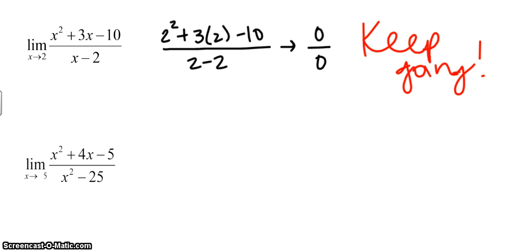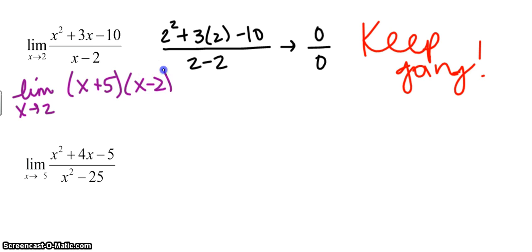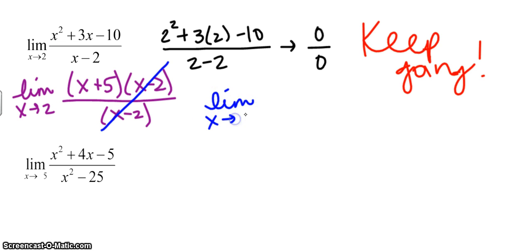So, thinking about algebra, our first method to keep going is going to be to try to factor. So the limit as x approaches 2 of this function up here could be rewritten as x plus 5 times x minus 2, all over x minus 2. Notice when you hit a 0 over 0, it means you've hit a hole. That hole will cancel out. So now what I'm evaluating is the limit as x goes to 2 of x plus 5.